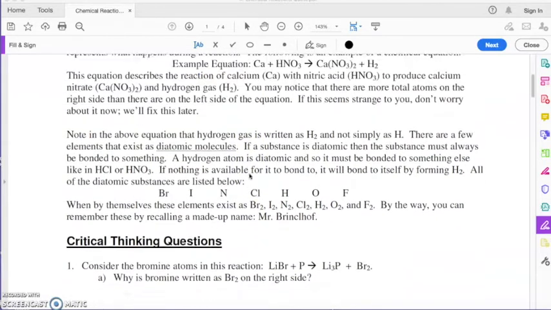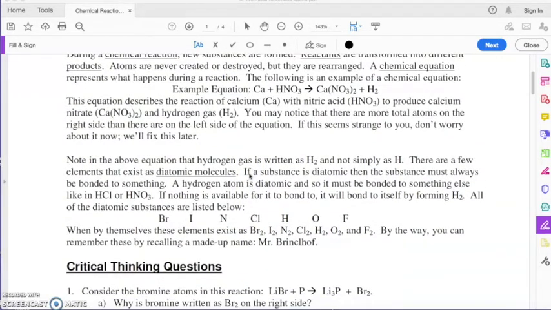Note, in the above equation, hydrogen gas is written as H2 and not simply as H. There are always a few elements that exist as diatomic molecules. If a substance is diatomic, then it must always be bonded to something. A hydrogen atom is diatomic, and so it must be bonded to something else, like in HCl or HNO3. If nothing is available for it to bond to, it will bond to itself by forming H2.